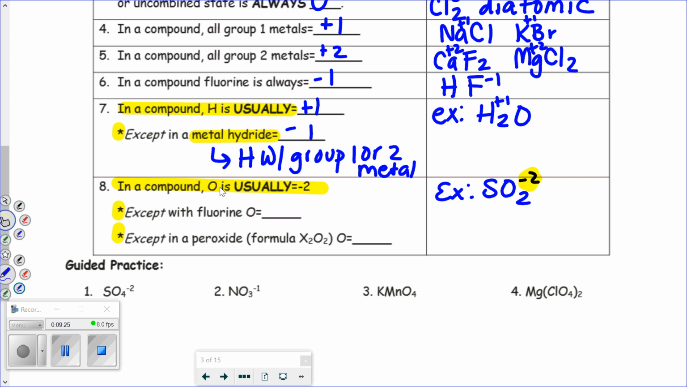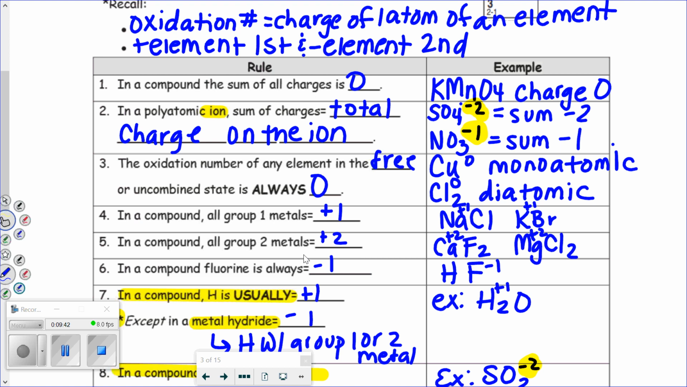There are some exceptions, as I said. If it's with fluorine, it's actually +2. And in a peroxide, which has this general formula, it's -1. But don't worry about it. Just use what oxygen's oxidation number is on your reference table. Now, that's a lot of rules. You don't have to memorize these. Use your reference table to help you.